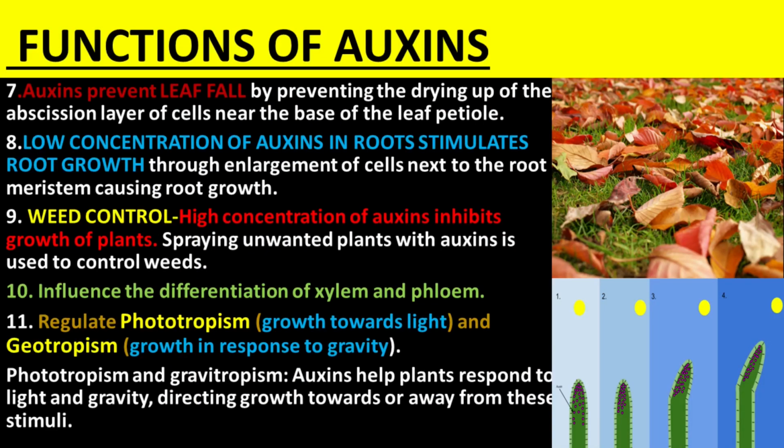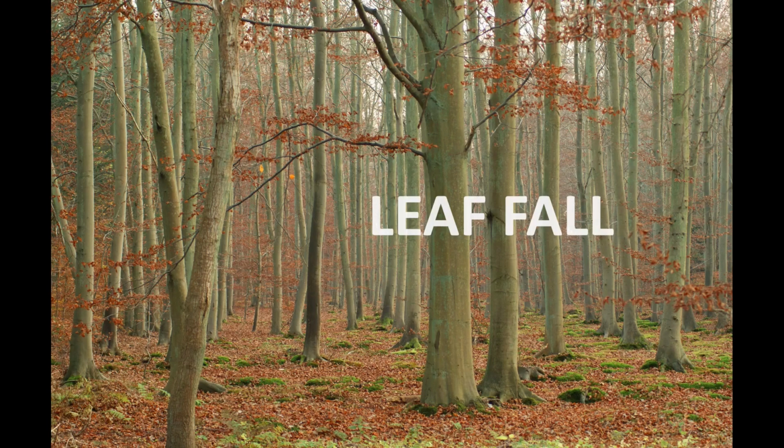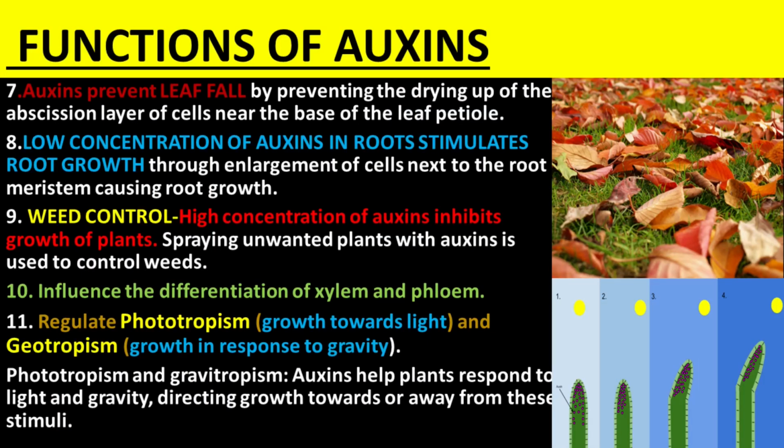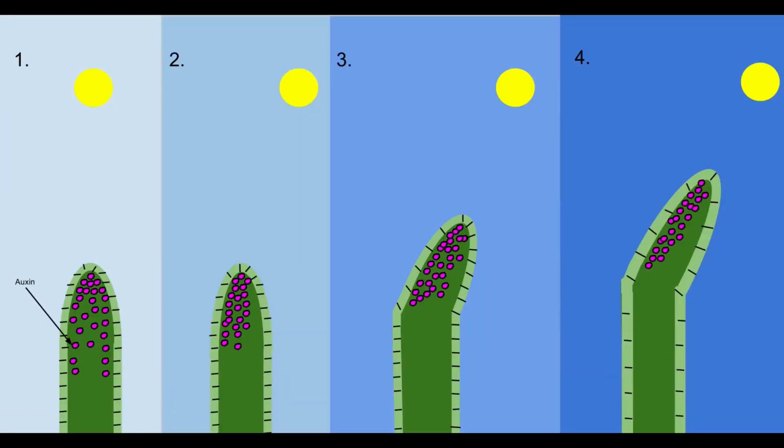Auxins prevent leaf fall by preventing the drying up of the abscission layer of cells near the base of the leaf petiole. A low concentration of auxins in roots stimulates root growth through enlargement of cells next to the root meristem. A high concentration of auxins inhibits growth of plants. Spraying unwanted plants with auxins is used to control weeds. Auxins influence the differentiation of xylem and phloem. They regulate phototropism, growth towards light, and geotropism, growth in response to gravity.